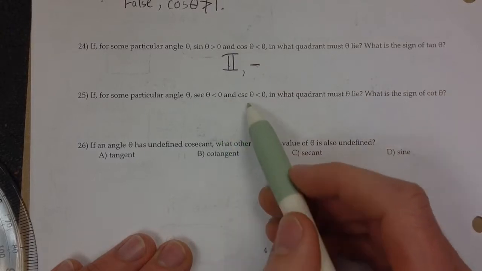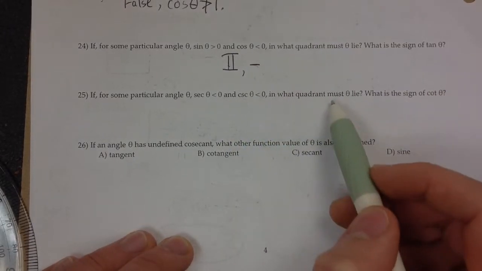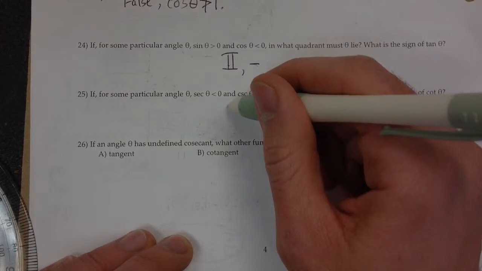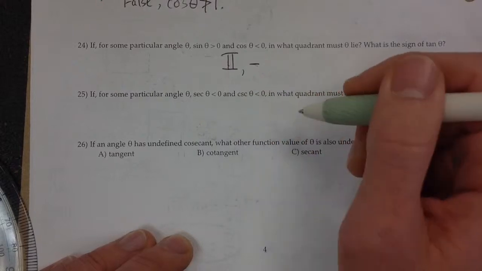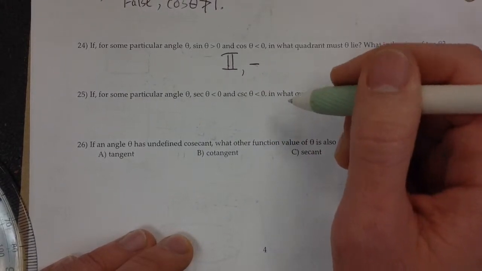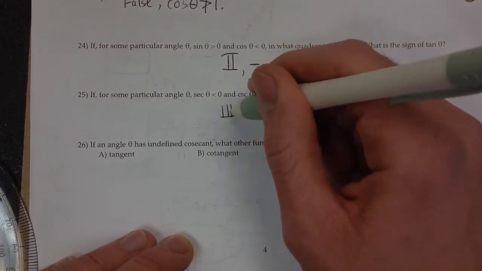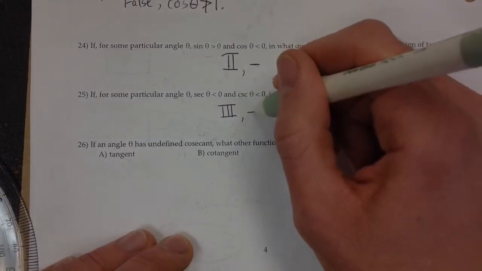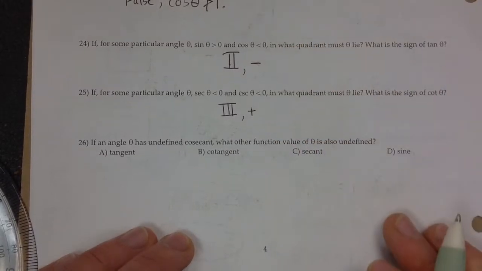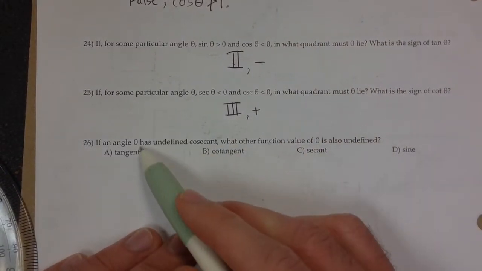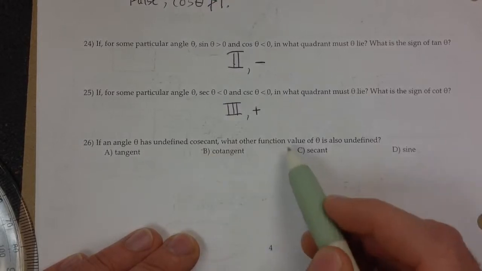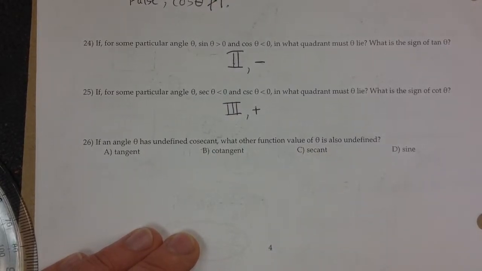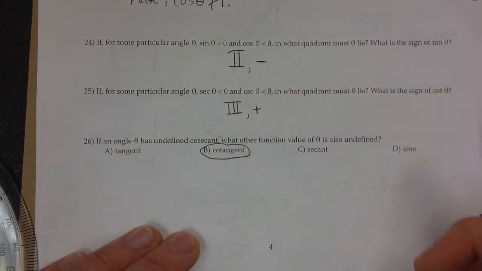If secant and cosecant are negative, what quadrant? 3, right? What's the sign of cotan? Positive. And then if an angle has an undefined cosecant, what other function must be undefined? Cotangent. I gave you this hint before.